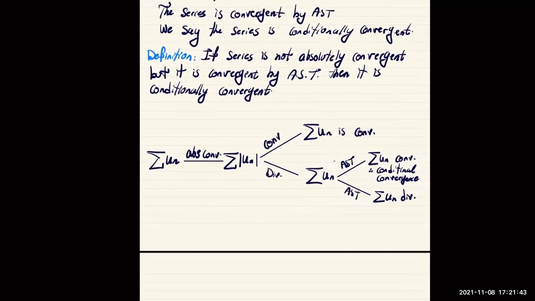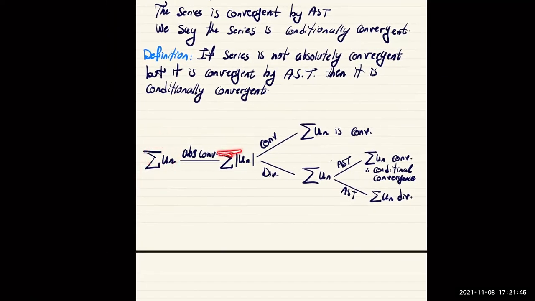So again, you have a series. Look at the sum of the positive terms. If you get convergence, then you're done. The series is absolutely convergent. If it's not, then you check the AST.